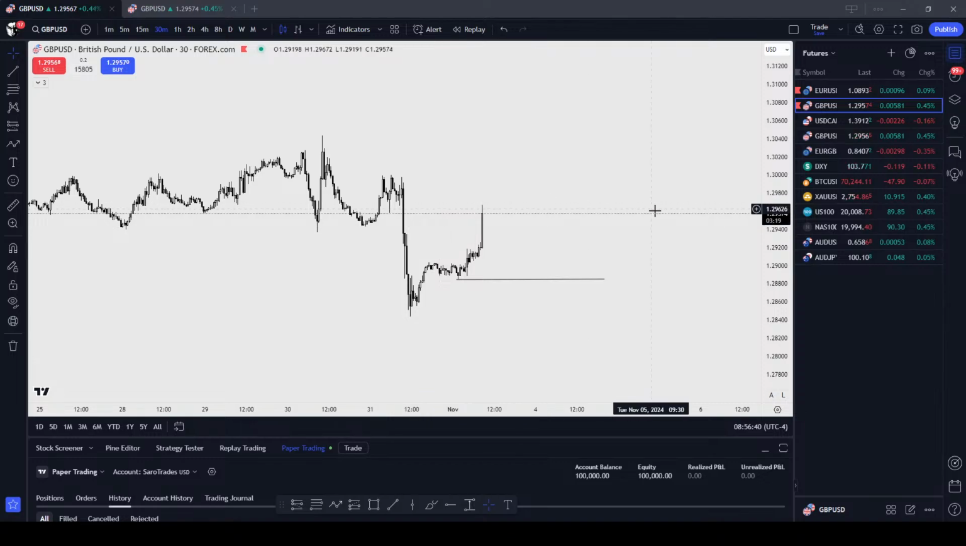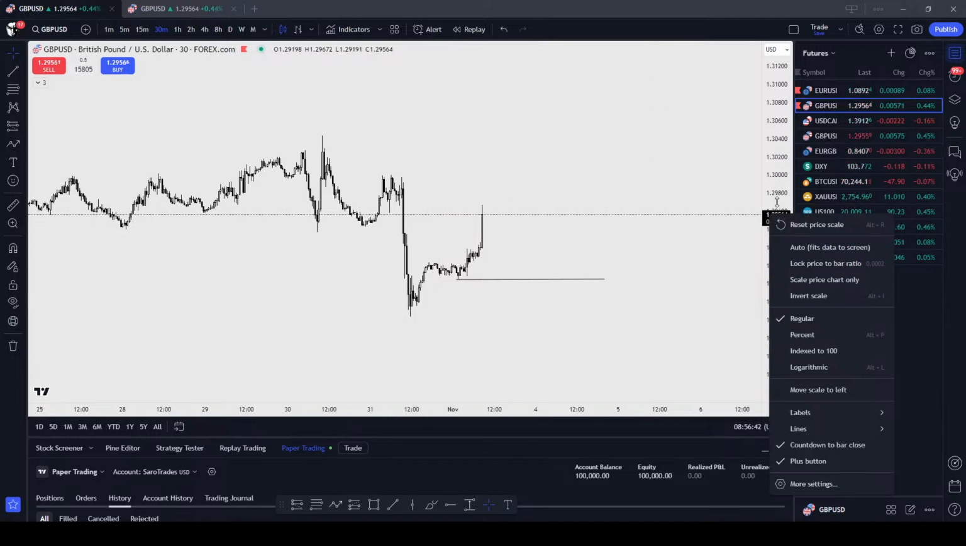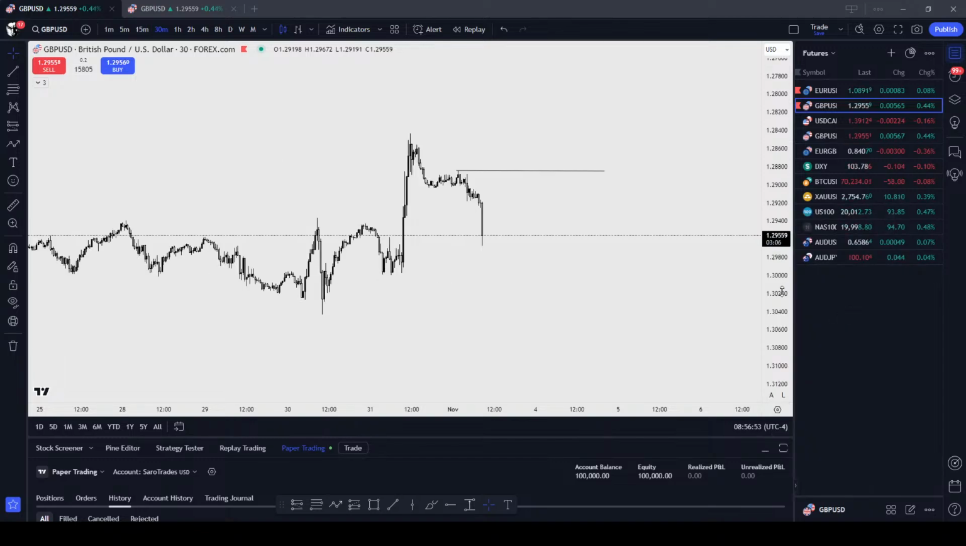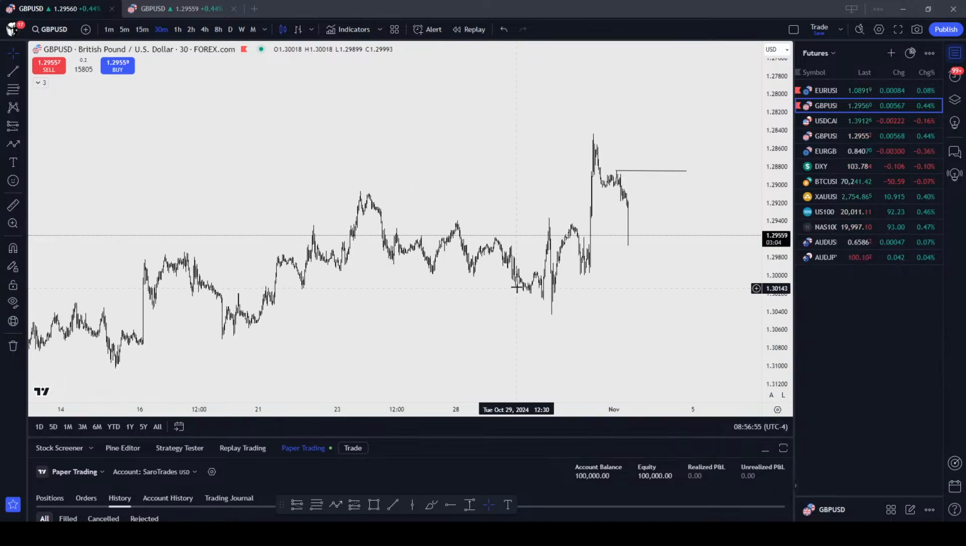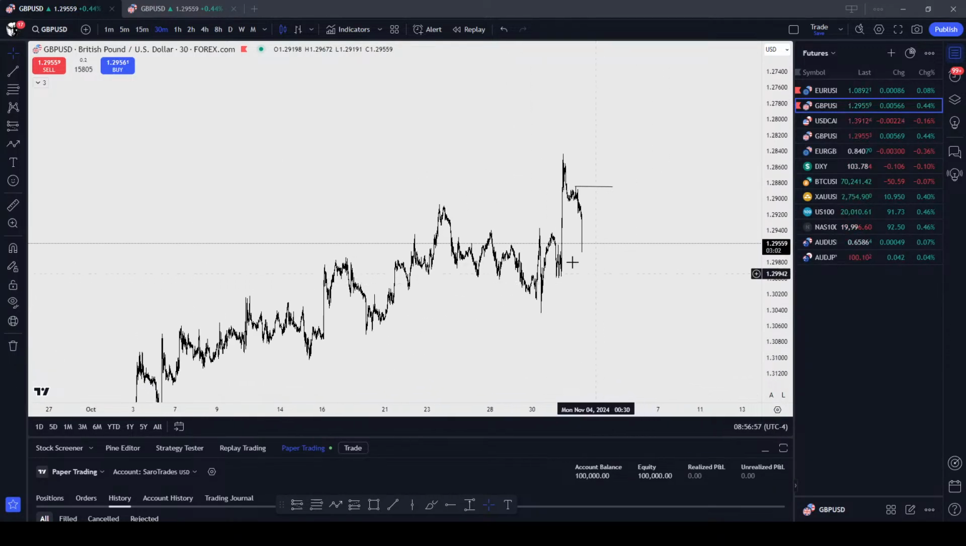How do you invert the chart? You click on the price right here, then you click on invert scale. You could also do it with Alt and I, I guess. Is that I? That's how you invert it. If I invert pound, we have a breakout to the downside.